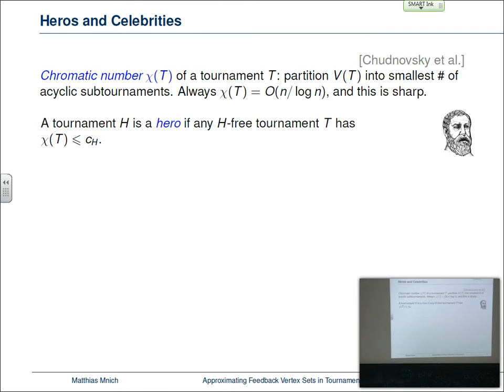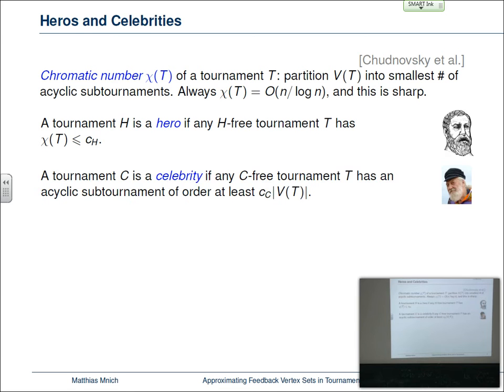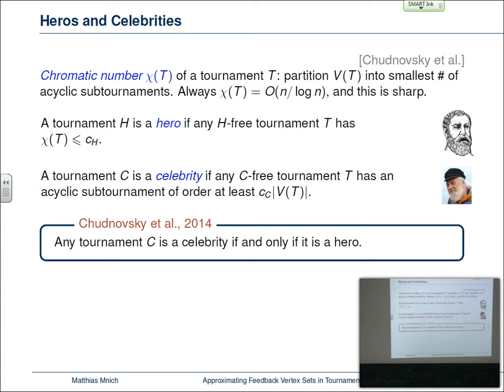And they also introduced another notion, and that's called a celebrity. I think you all know this celebrity. So a celebrity is a tournament that when you exclude it, you have a linear-sized acyclic subtournament, where again, in general, you can only guarantee a logarithmic-sized acyclic subtournament. And clearly, every hero is a celebrity. But what they showed is that a tournament is a celebrity if and only if it's a hero.